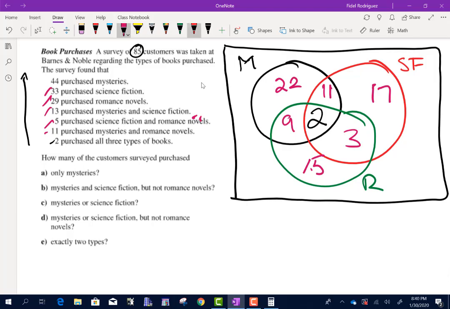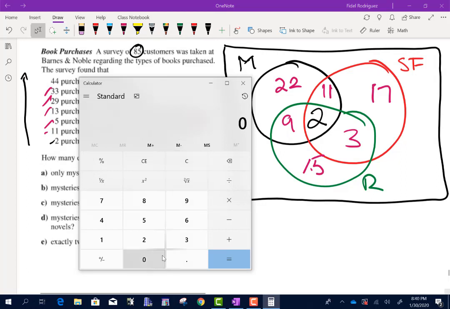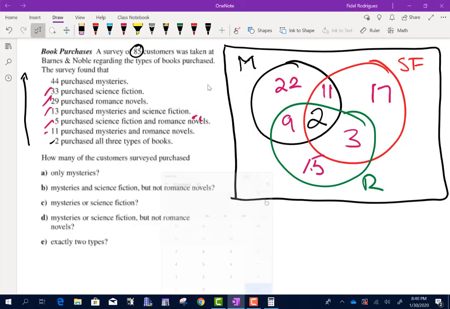And we cannot forget the last part, guys. We're going to add them all up so we can figure out what's going to be the number over here on the side, okay? So let me clear this out. Let's go 22 plus 9 plus 2 plus 11 plus 15 plus 3 plus 17. That adds up to 79. So now I'm going to go 85 minus 79 gives me a total of 6. Okay. So my number that's going to be over here on the outside will be a 6.